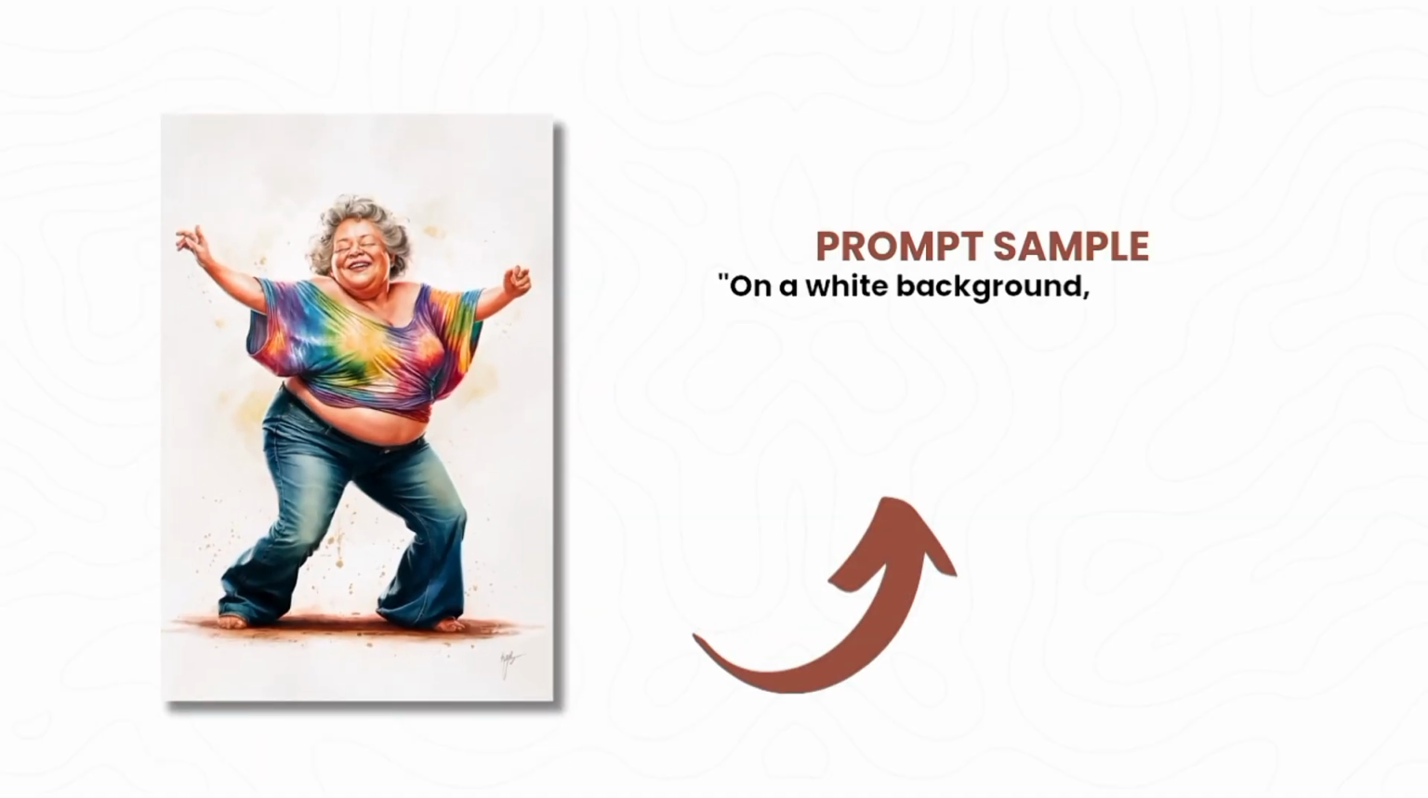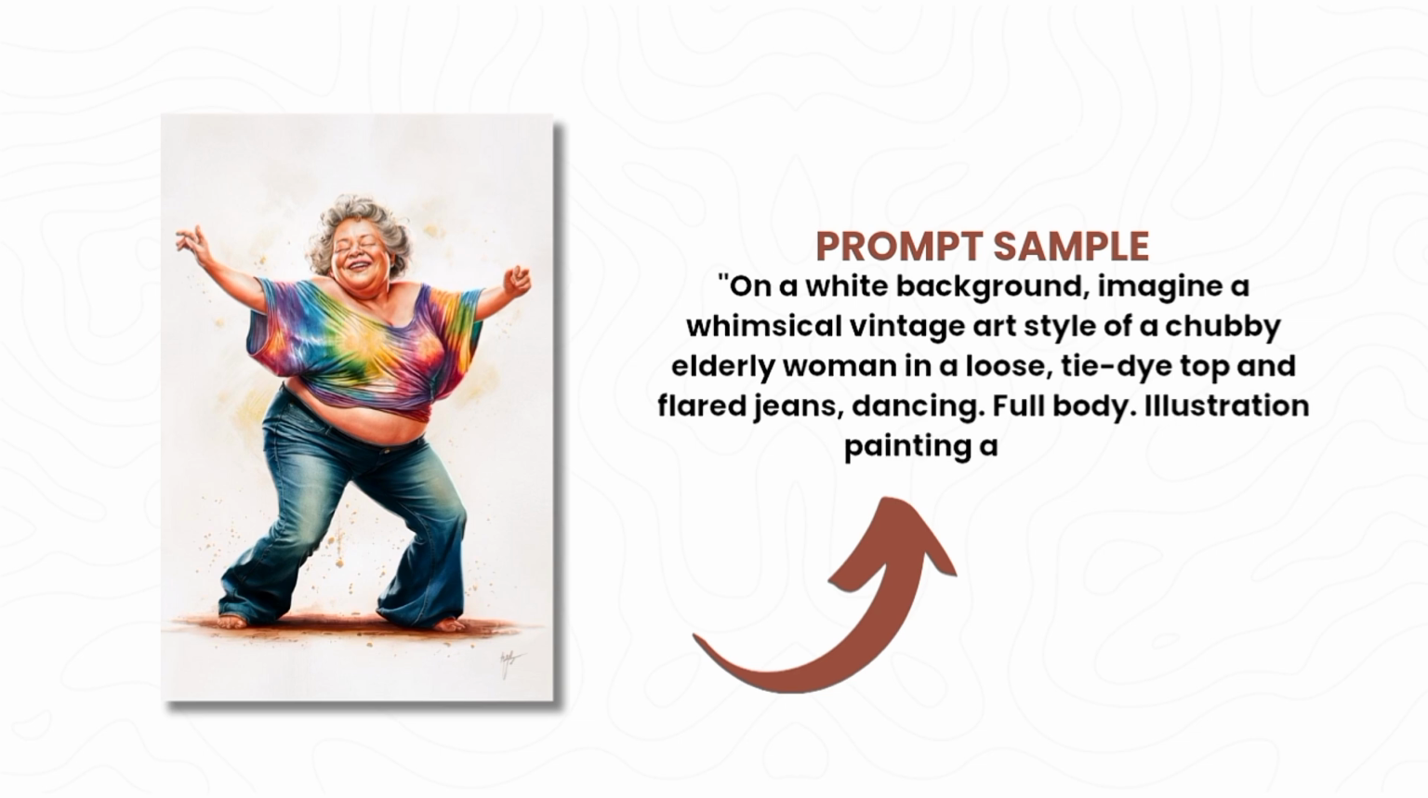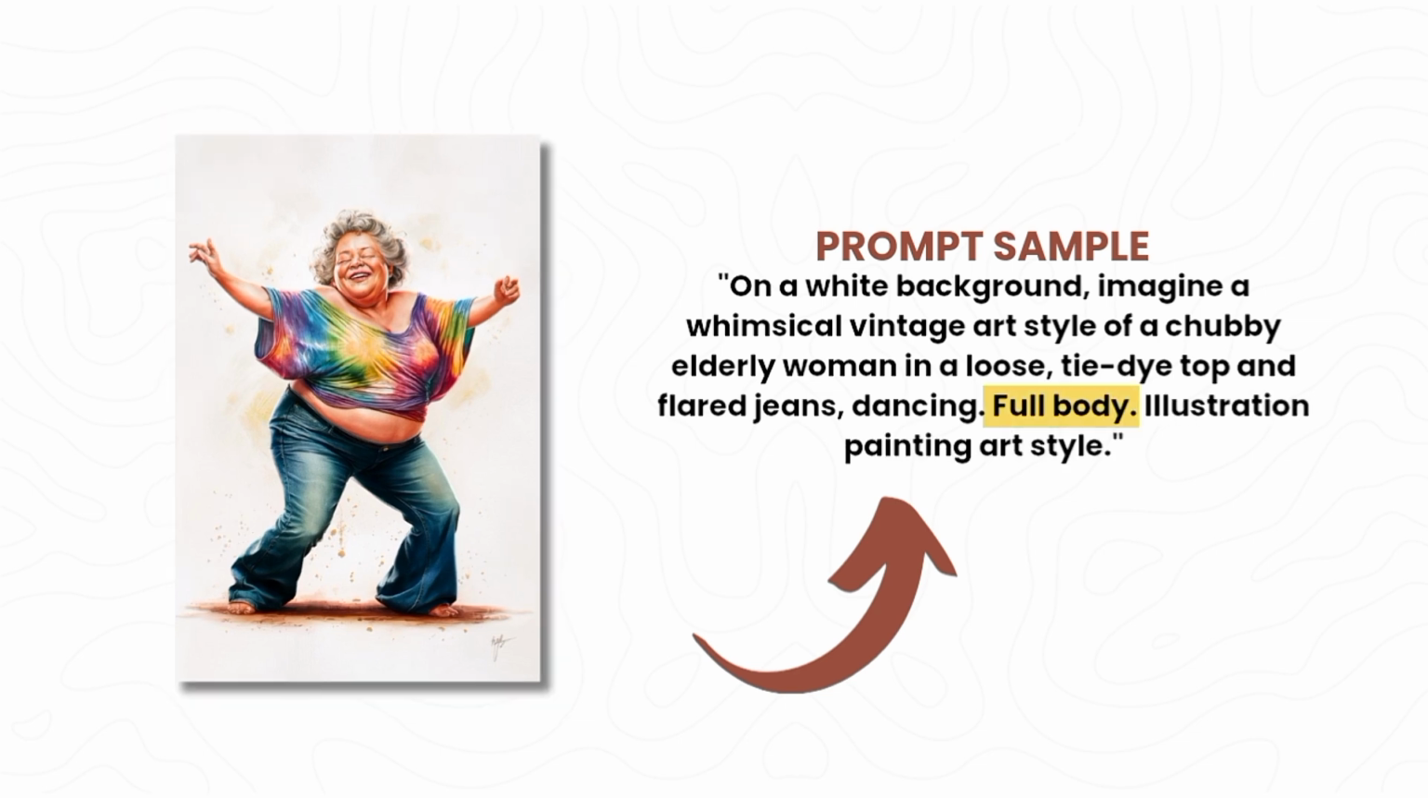After experimenting with several prompts, here's the format I used to achieve the best result. First, I describe the background: on a white background. After this, I follow with the character description: imagine a whimsical vintage art style of a chubby elderly woman, and I provided what she wore, a loose tie and dye top and flared jeans. Finally, I provided the pose and the style of the prompt, which was joyously dancing, full body, illustration painting art style. I included full body to prevent the AI from generating an out of frame result.